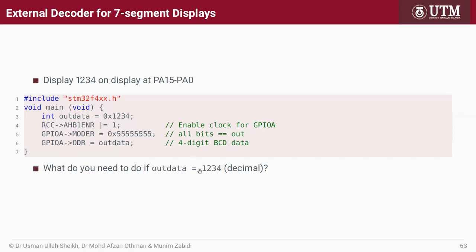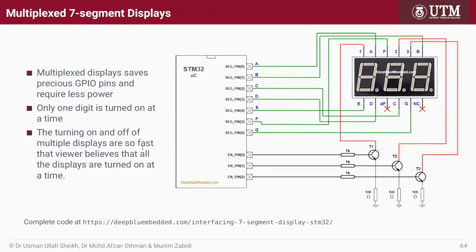But what if the variable's data is 1, 2, 3, 4 in decimal? Let's think about it. What do you need to do? Here it is hexadecimal. What if this is decimal? If you send the data directly, what will happen? How are you going to change it to hexadecimal?